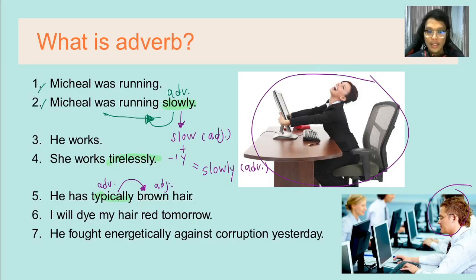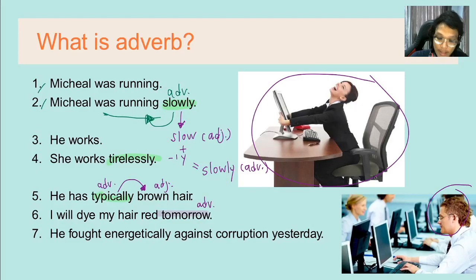So number 6, I will dye my hair red tomorrow. In this sentence, you might not really see any adverb, right? But actually, there is one adverb in this sentence. Can you see which one is an adverb? In the above ones, slowly, tirelessly, typically show how something is done, right? But here, we have the word tomorrow. Tomorrow can be an adverb. It is not just can be.